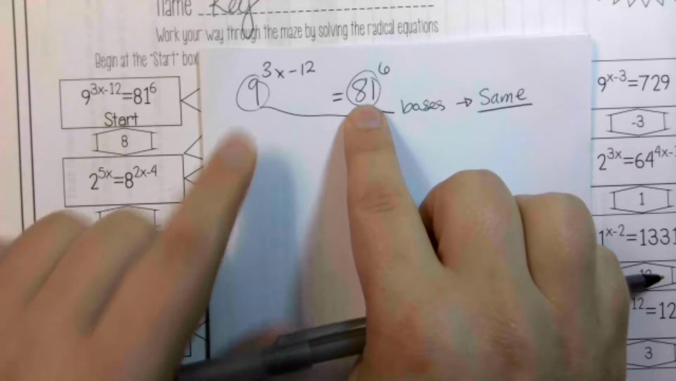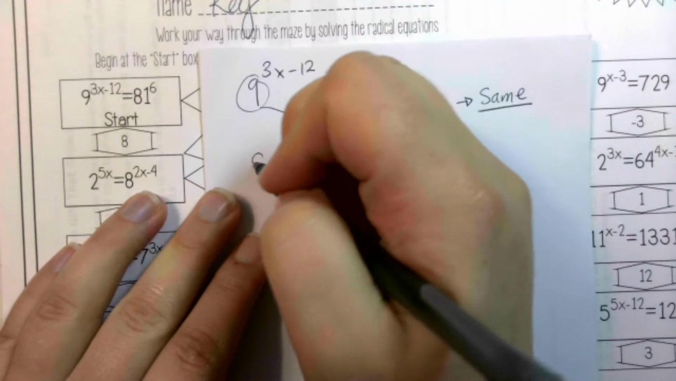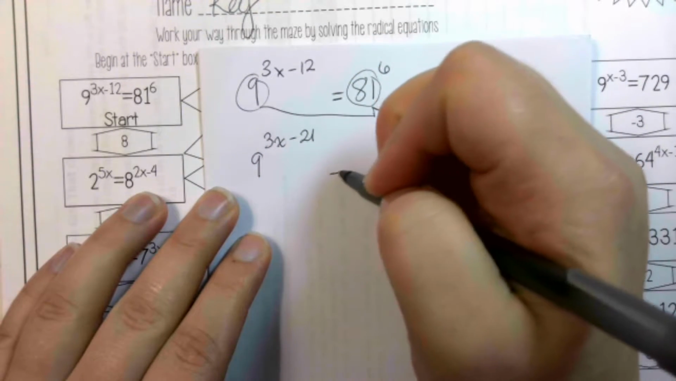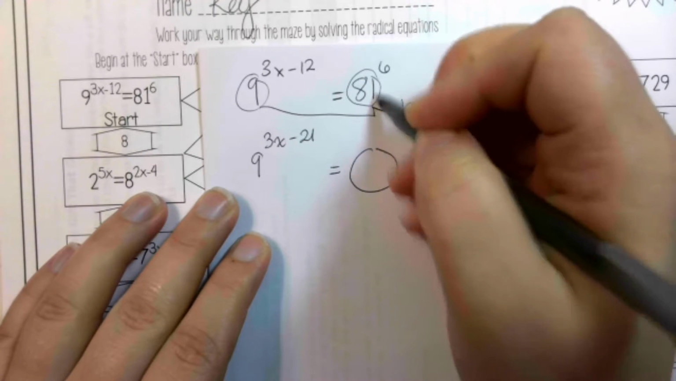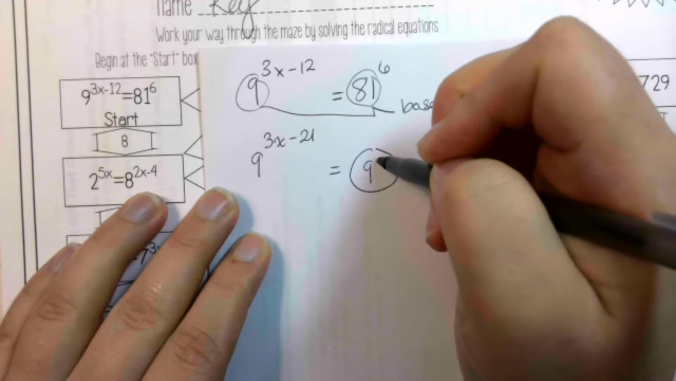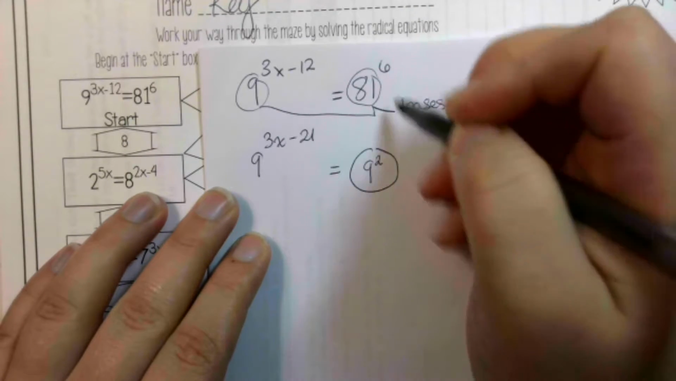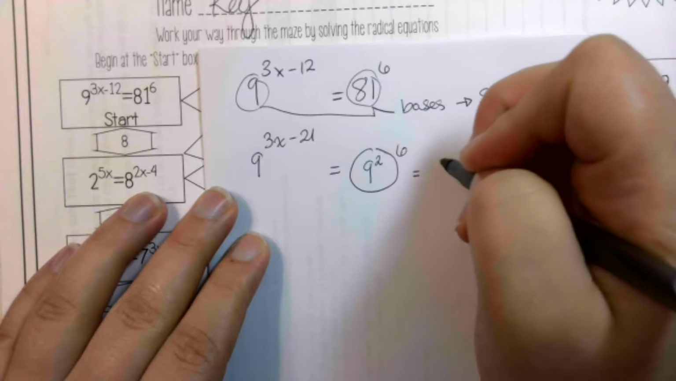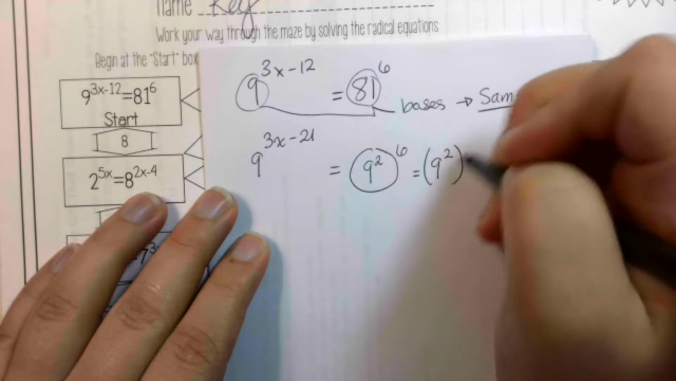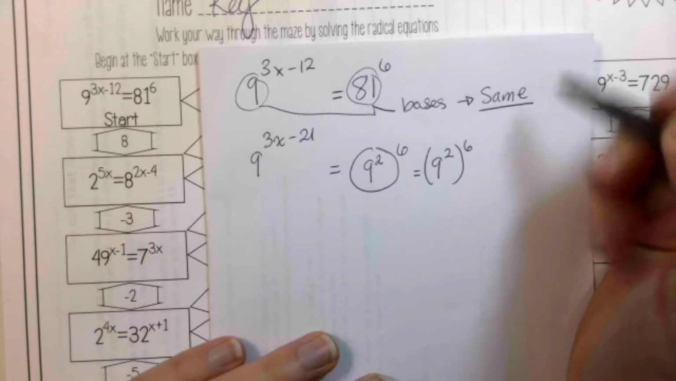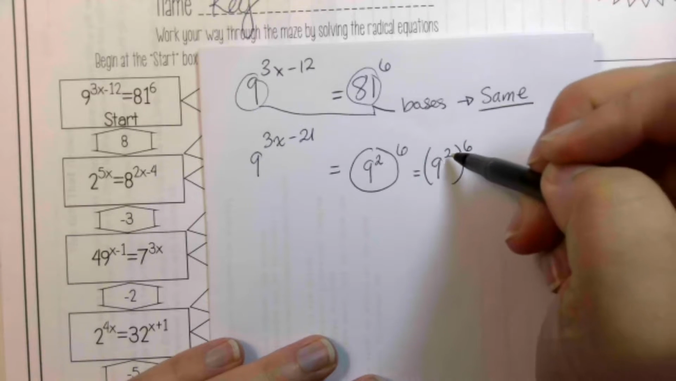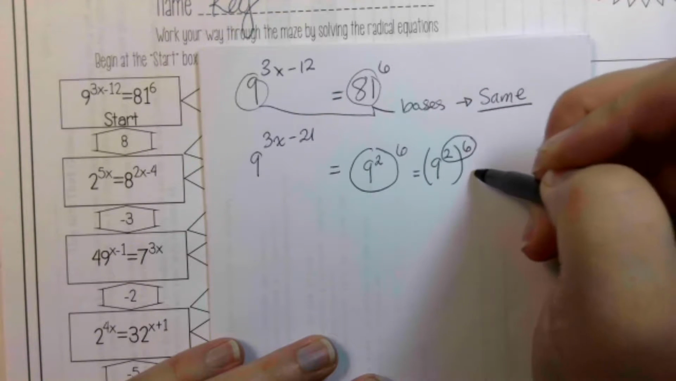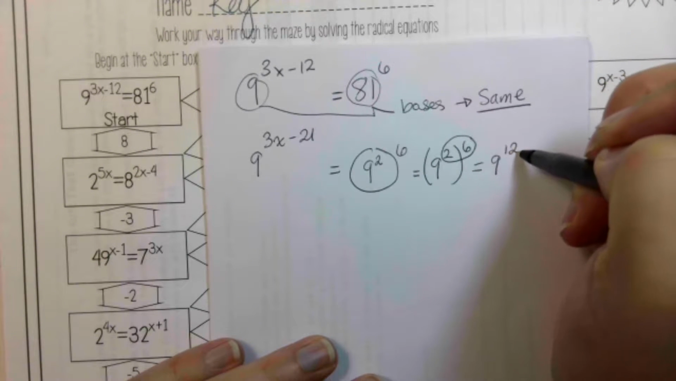I'm going to rewrite 81 as 9 to a power. I'm going to think of 81, so I'm just using the circle there, as 9 squared. And then the 6 is still on the outside. This is really like 9 squared with parentheses to the 6. You need to remember your exponent rules. Parentheses to parentheses, that's going to multiply. So I have 9 to the 12th.